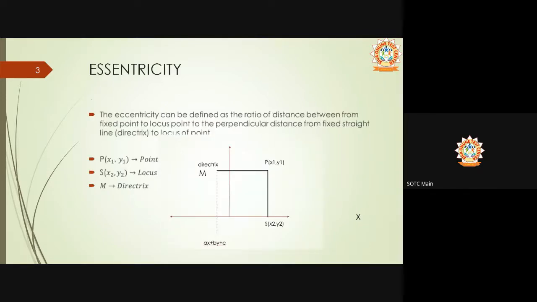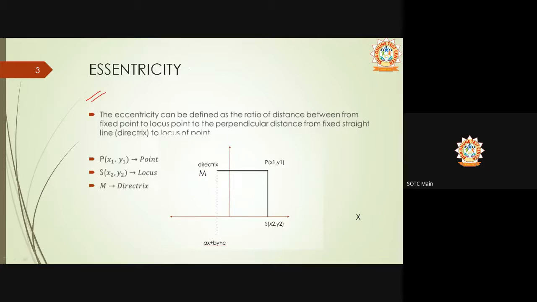You heard about this thing, SP by PM? Yes. So eccentricity is the ratio of the distance from the fixed point to the locus point and the perpendicular distance from the fixed point to the directrix, right? So let us try to see what this eccentricity is.